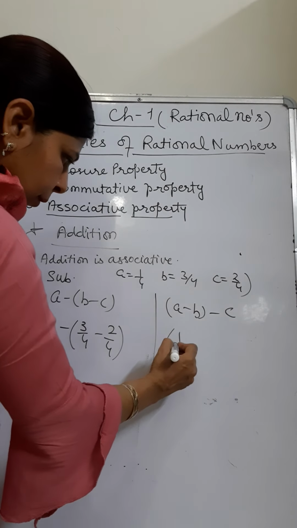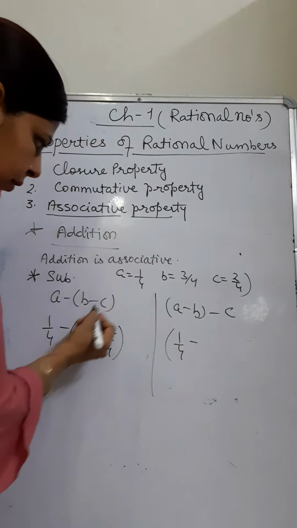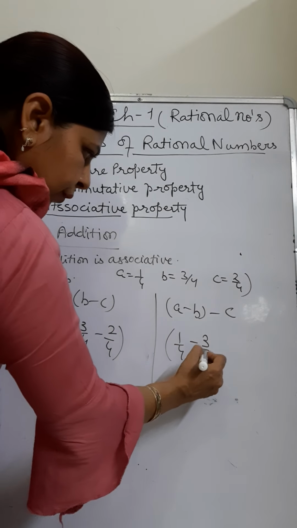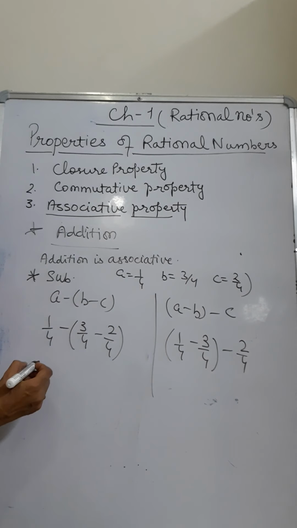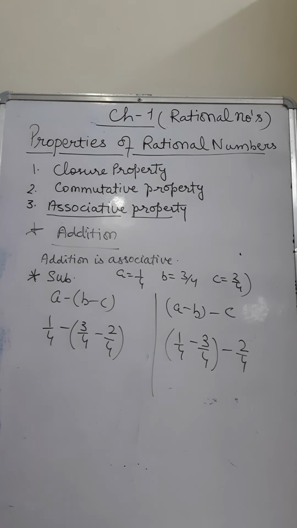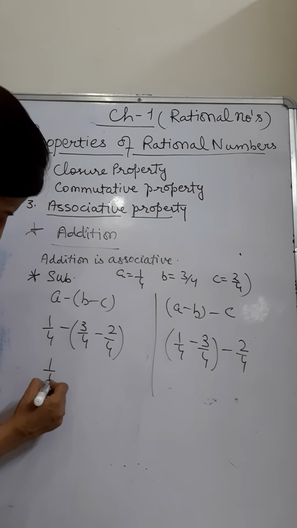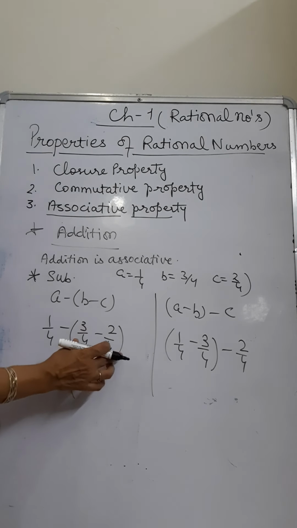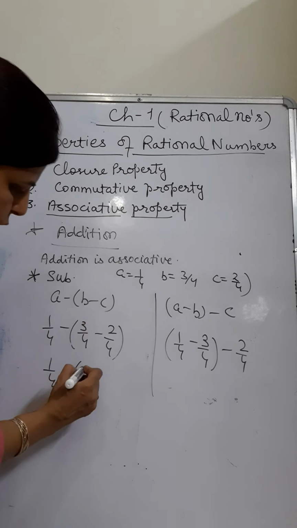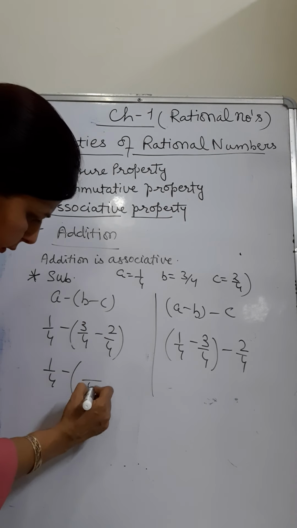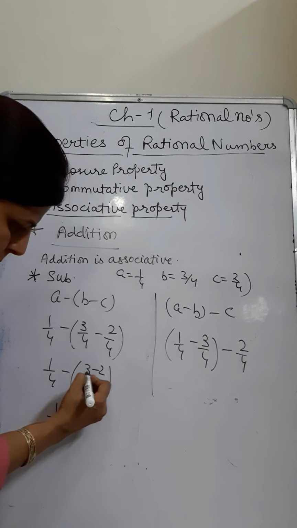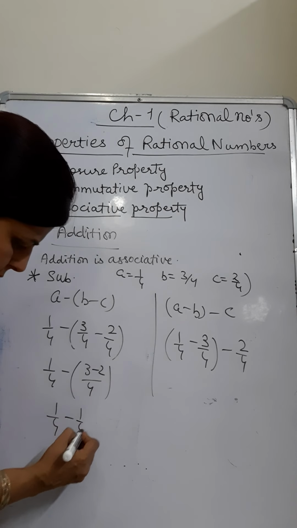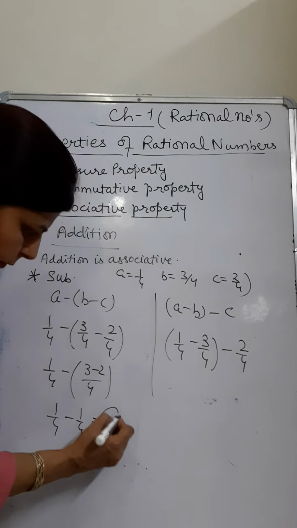A is 1 by 4, B is 3 by 4 and C is 2 by 4. You can take any example, any rational number, and the result will come the same. Now solve the bracket first of all. You will get 1 by 4 here, 3 minus 2, 1 by 4. The result will be 0.